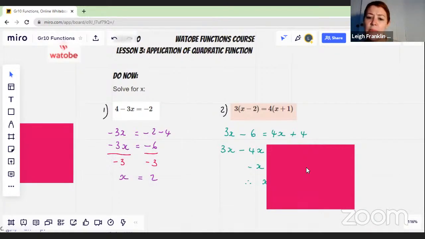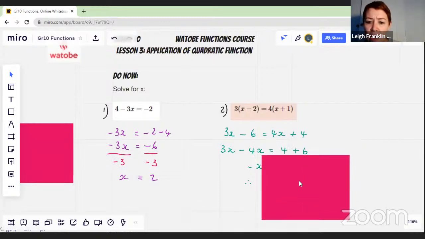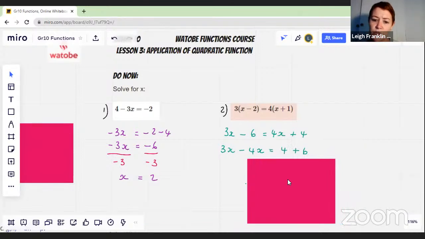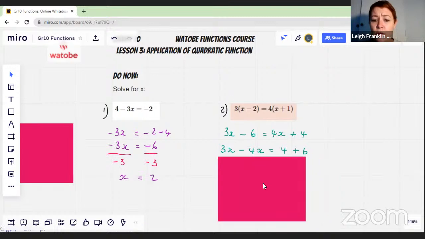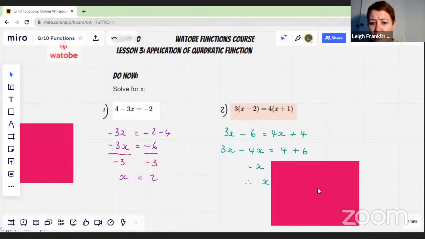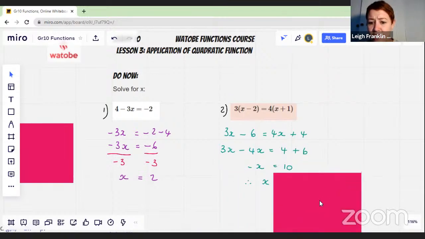And exactly the same thing happens with the signs with 4 and 6. 4 stays on the right, so it keeps its positive sign. 6 comes over to the right-hand side, so it changes its sign and it becomes a minus 6. Okay, so what we're really doing is we're subtracting 4x from both sides and we're adding 6 to both sides. When we do that, we've collected like terms. So 3x minus 4x gives us minus 1x. 4 plus 6 gives us 10.